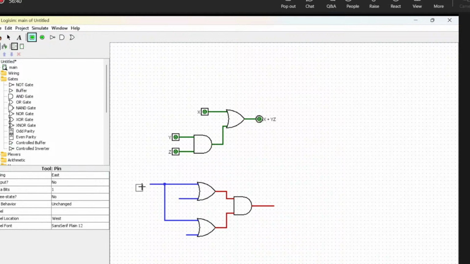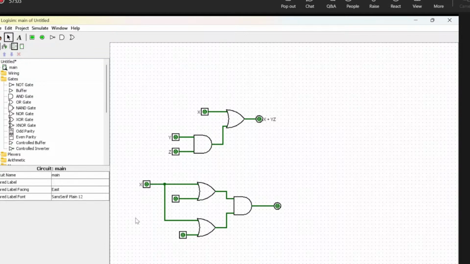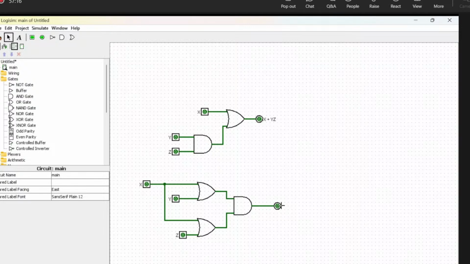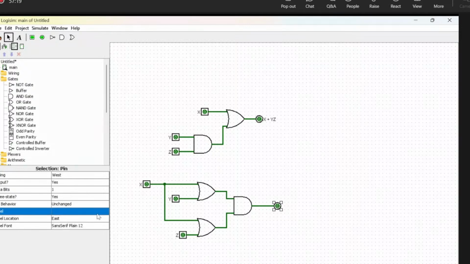So this is used to assign input. This I'm going to name as X. This will be Y. And this will be Z. And this will be X plus Y into X plus Z.